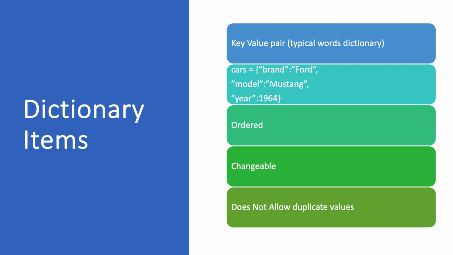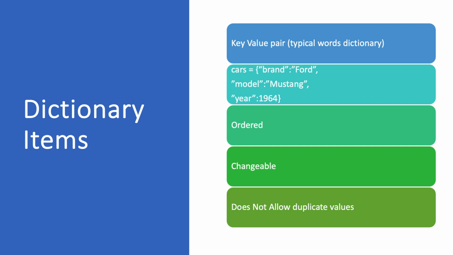Now, similar to lists, dictionaries are also ordered, which means they have a defined order of items, but this wasn't always the case, and prior to Python 3.7, dictionaries were not ordered. Another thing about dictionaries is that they're also changeable, meaning that we can update, add, or remove items after the dictionary has been created. However, dictionaries cannot contain duplicate keys, so no 2 items can have the same key name.